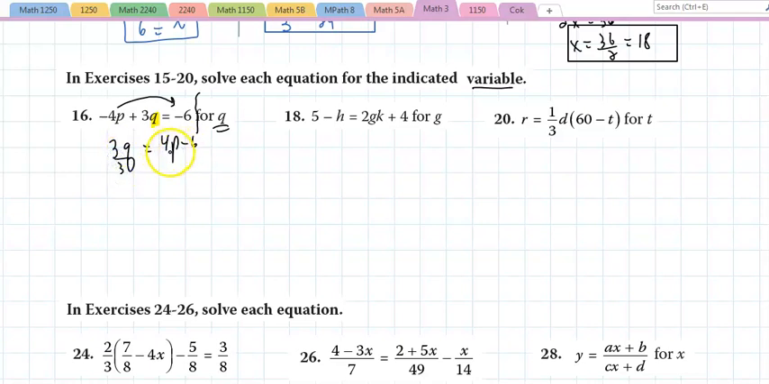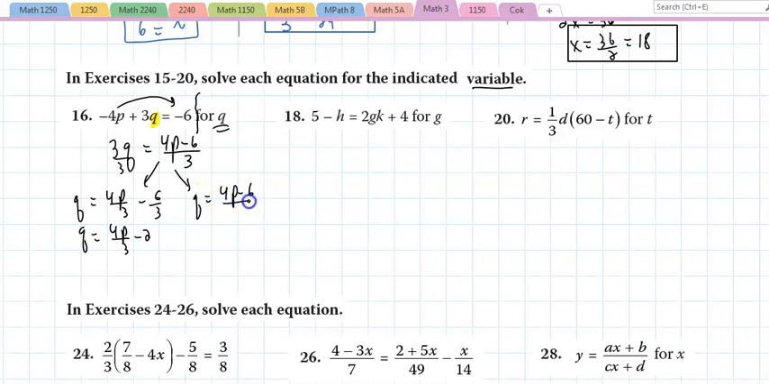You could divide each individual piece or the entire side, it makes no difference. So either you could say that's 4p over 3 minus 6 over 3, and that will be q equal 4p over 3 minus 2. That's allowed. Or you could, if you wish, say, you know what, I don't want that. Q equal 4p minus 6 all over 3. This is an acceptable answer, and this is an acceptable answer. One is not more simplified than the other. Either of those will do.